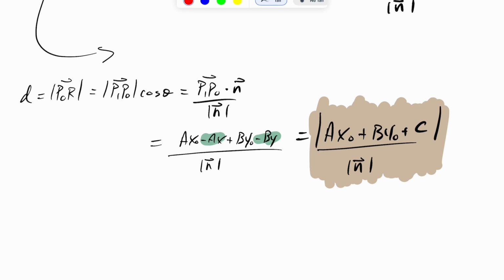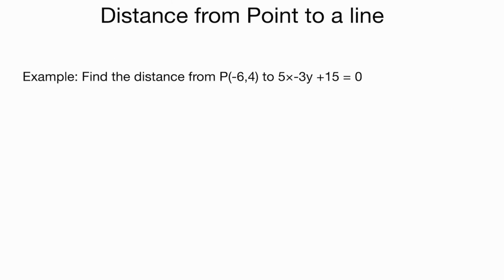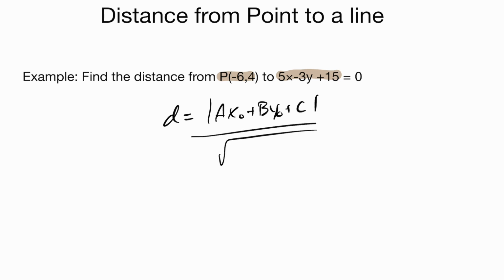All right, now that we have a formula for the shortest distance from a point to a line, let's take a look at some application. We want to find the distance from a point to our line here. And we just derived the formula here. I know that the distance from a point to a line is going to be the absolute value of ax naught plus by naught plus c over the length of a squared plus b squared.